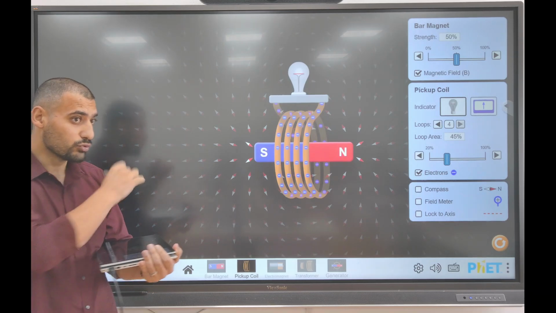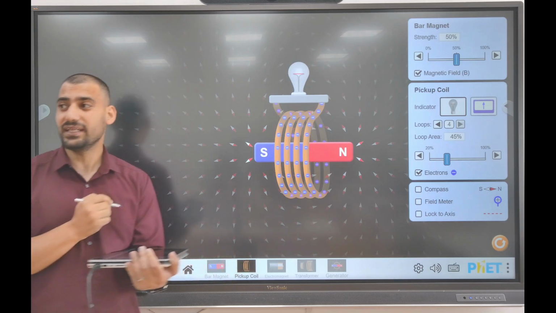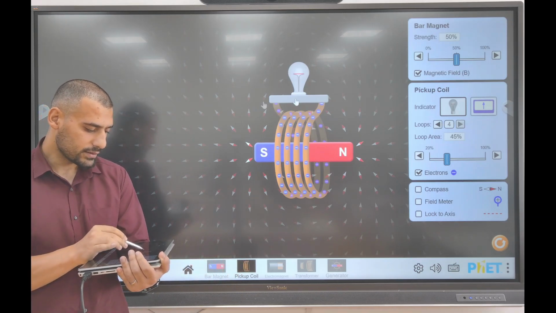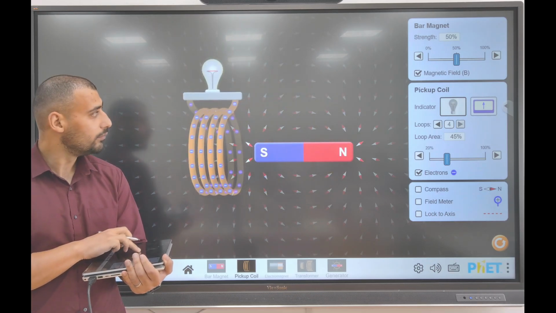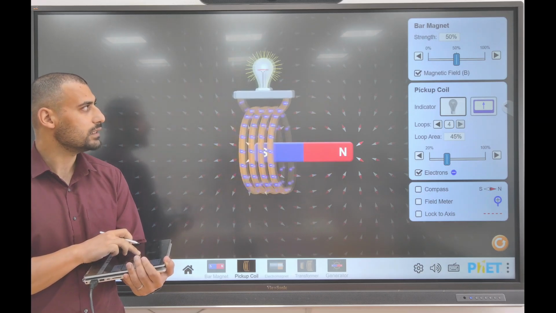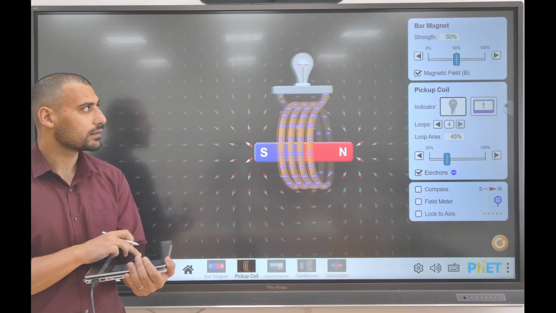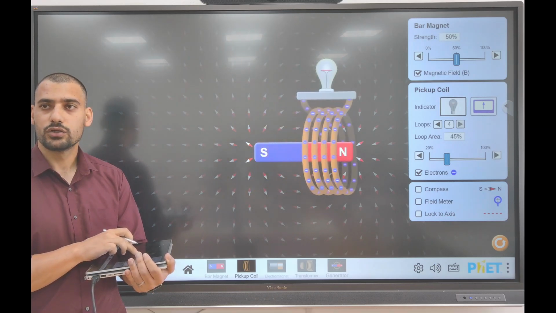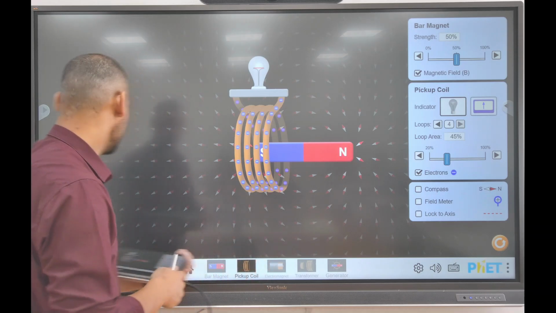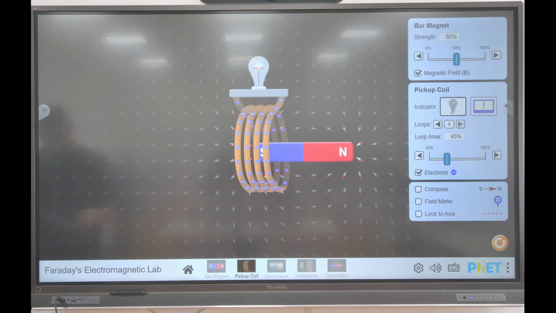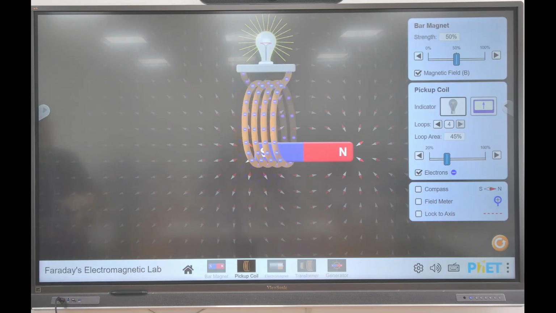The magnetism moves the electrons. Anything else? See, if I move the coil, again the same thing. See? Isn't it? So whenever there is relative motion, write it down, the first point that you will write.